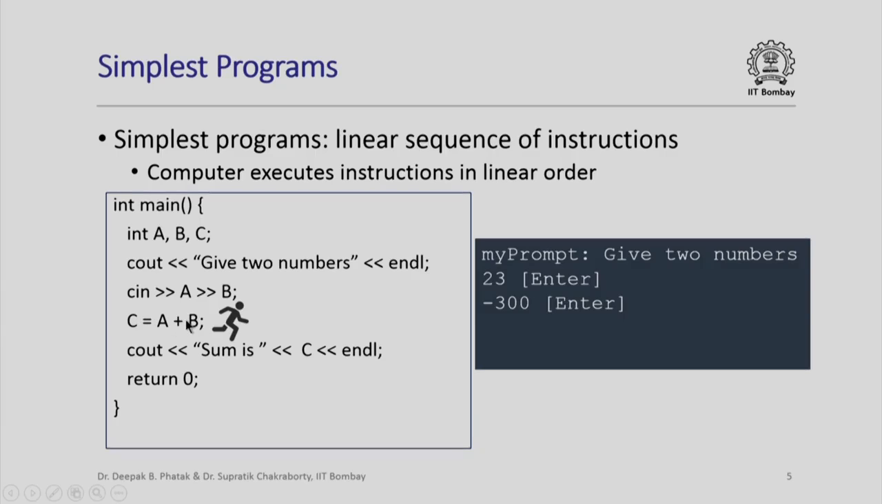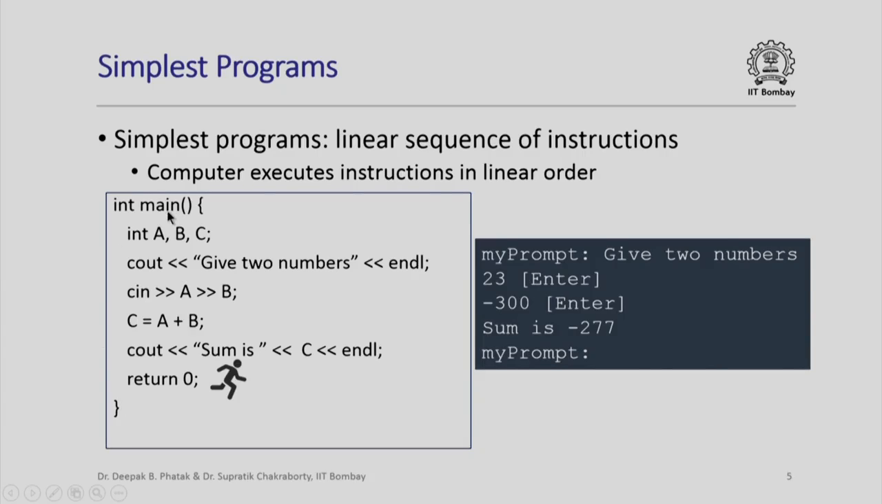In this case it is C assigned A plus B. When the computer executes this instruction, it does this addition internally, nothing shows up on the screen, but after executing this instruction the computer goes to the next instruction, and as it executes it, on the screen we get this message: sum is, followed by the value of C, in this case minus 277, and then the computer executes return 0, which basically passes control back to the operating system.